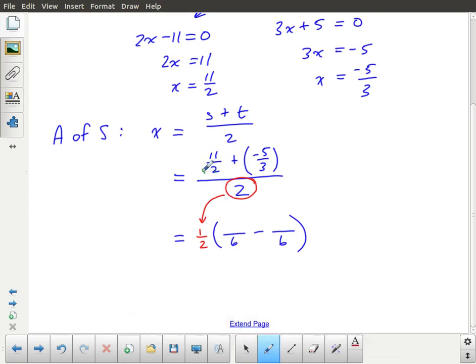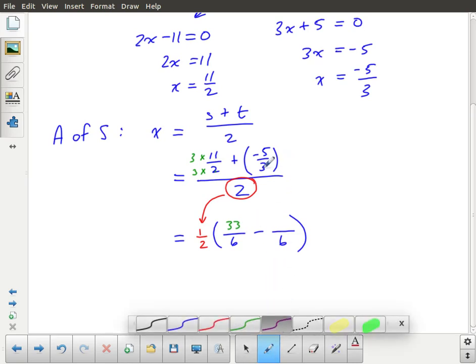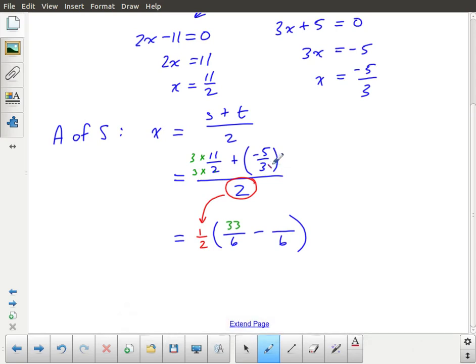I had to multiply by 3. And so I have to do that here with 3 times 11, so I end up with 33. What did I have to multiply 3 by to turn it into 6? I had to multiply by 2, and so that means I have to multiply the numerator by 2, and I end up with negative 10.